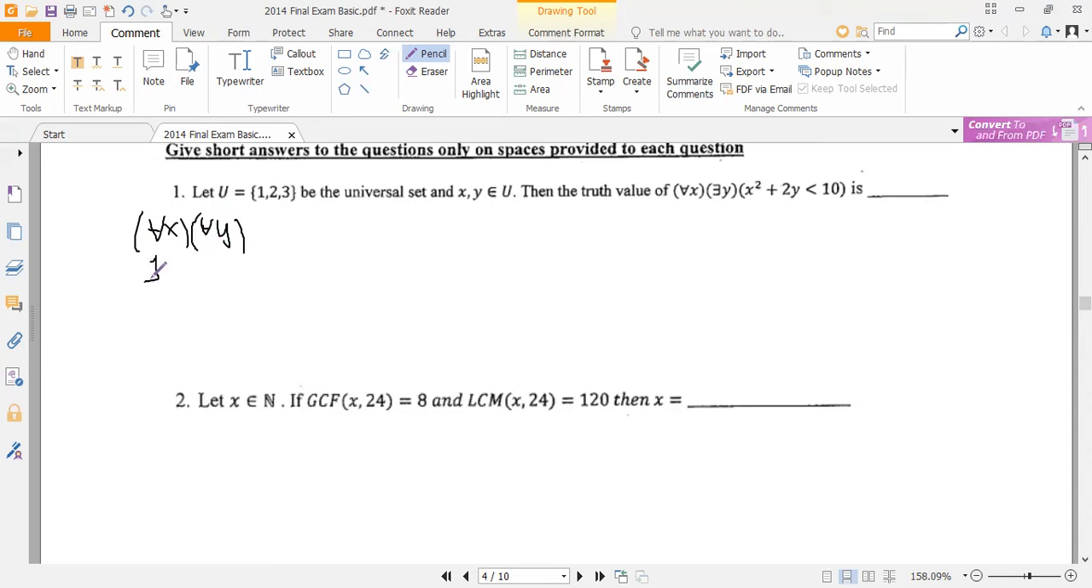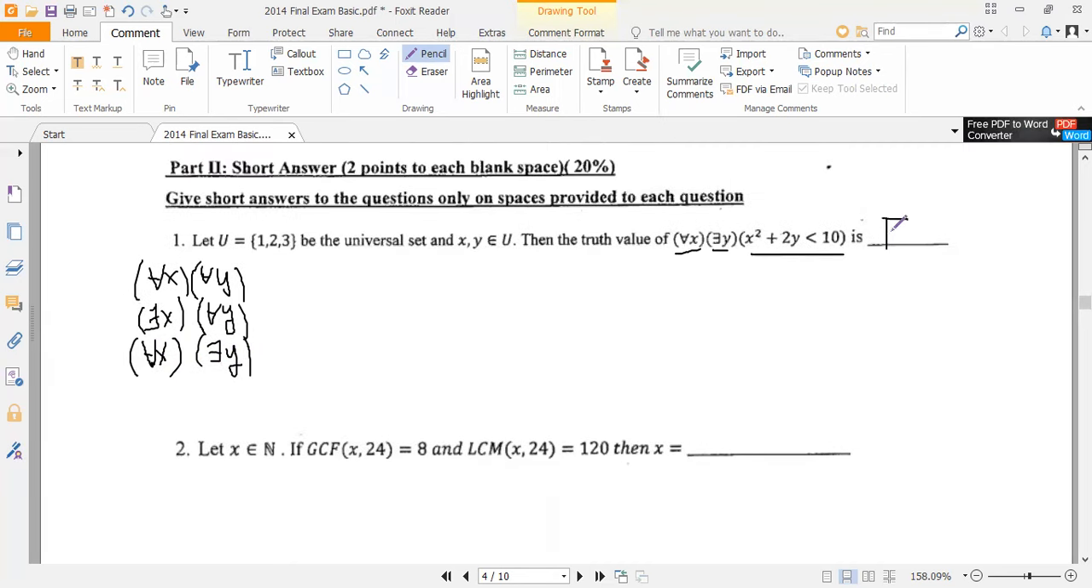The other one is there exists X for all Y, which means we can find a unique X for all Y satisfying the property P. And the last one is for all X, there exists Y, which means for all X there exists a corresponding such element. So the truth value for this statement is false.